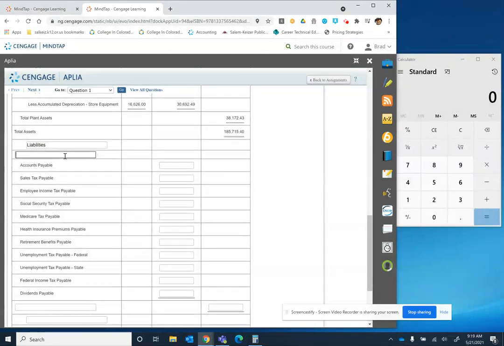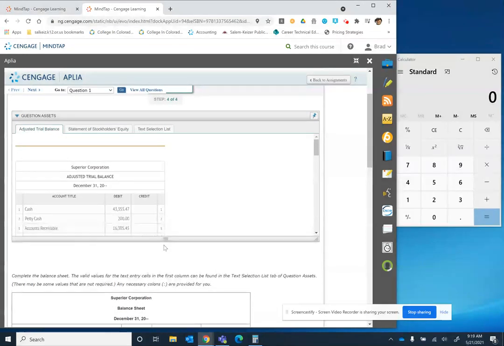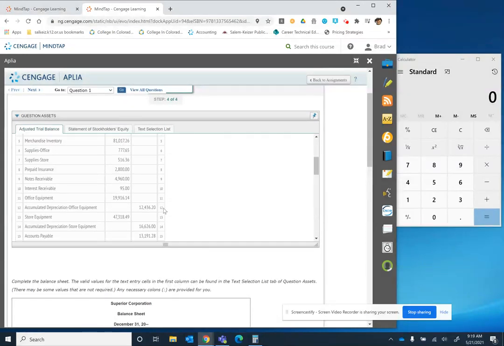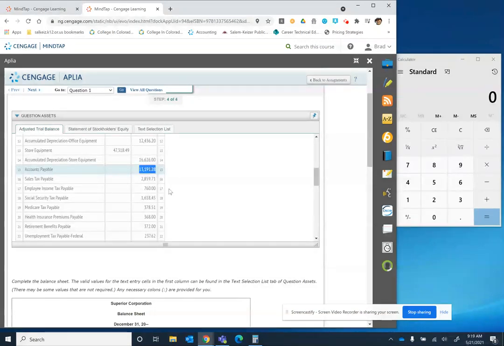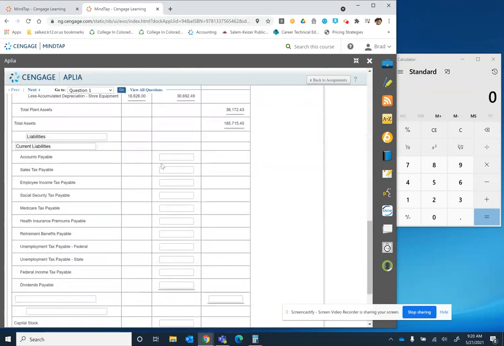To begin with, the first section is going to be our current liabilities. We're going to be pulling our current liabilities from our adjusted trial balance. So our accounts payable right here, all the way down through to our dividends payable right there. So I'll be pulling all these amounts from our adjusted trial balance.